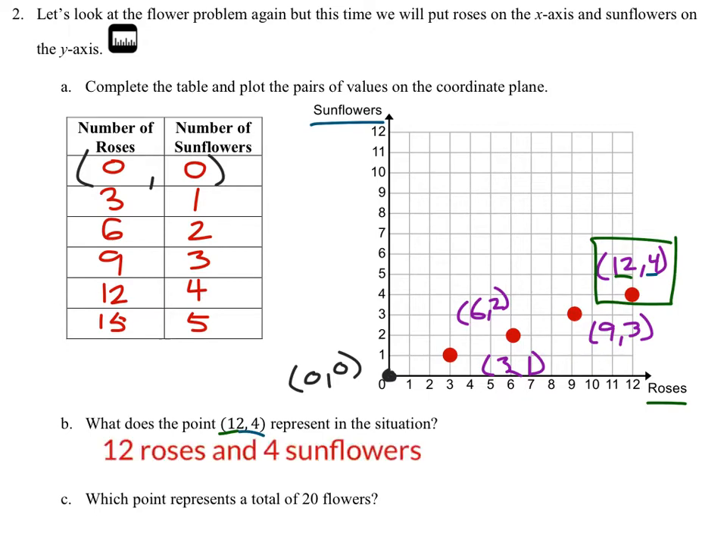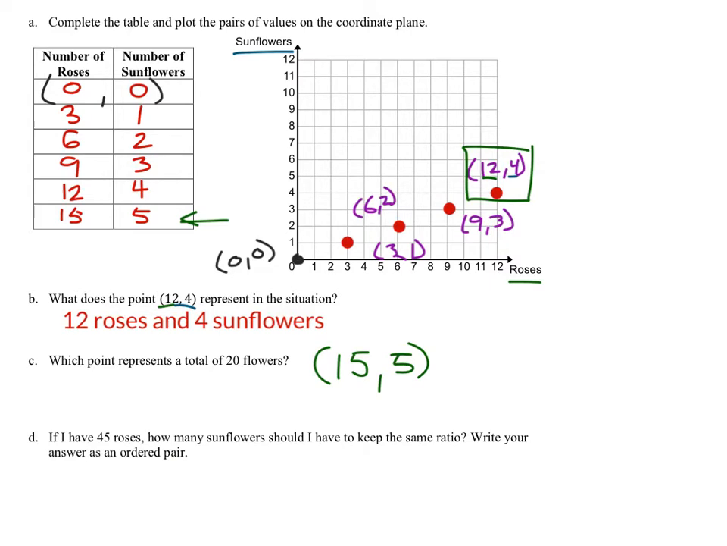So the next question is, which point represents a total of 20 flowers? So that would be this last one right there. It's not on the graph, but it would be the 15 roses and 5 sunflowers gives us 20 total flowers. So 15, 5 would.